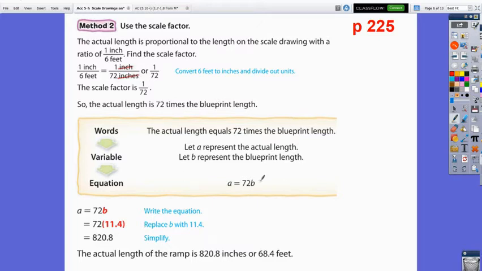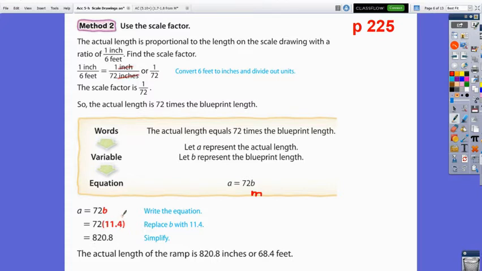And you can use an equation here to find any actual length, that it is 72 times the model length, no matter what the units are. So actual equals 72. I would use an M here, maybe, or they use B for blueprint. M for model, or D for drawing, or B for blueprint. And again, you get the same answer by multiplying 72 times 11.4, except now this answer comes out in inches, right?